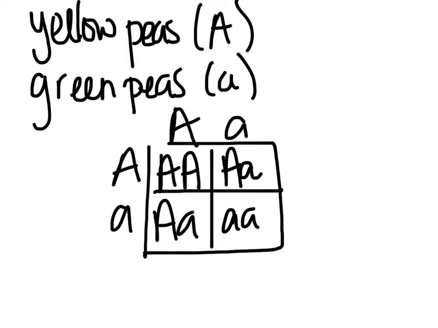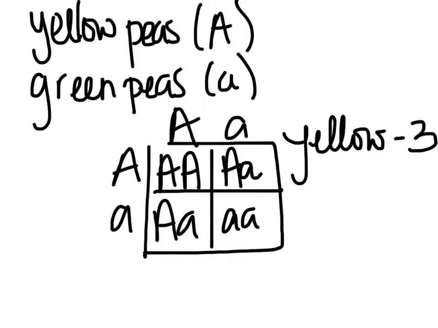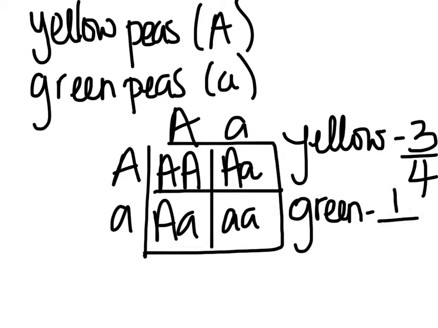Now we're only looking at phenotypes, so we only care how many or what the ratio of yellow peas are to green peas. So our yellow peas, let's see, we will have 3 of them. So 3 out of 4. And our green would be 1 out of 4. So our ratio is 3 to 1, or 3/4 and 1/4. Right, so I'll give you a minute to copy that down if you're still working.